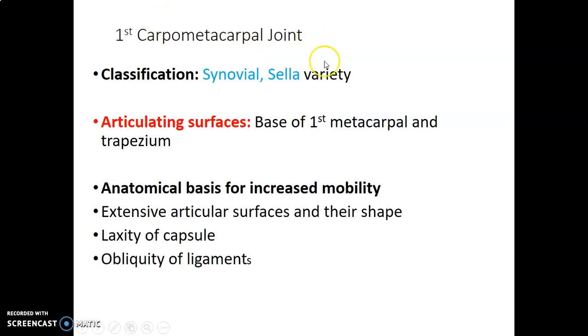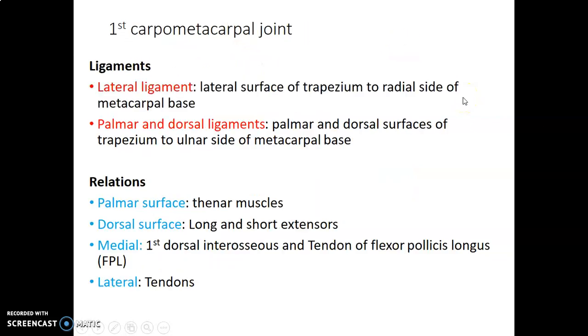So then we discuss the first carpometacarpal joint. It's a synovial type of joint of the saddle variety. What are the articulating surfaces? The base of the first metacarpal and the trapezium. Then we have factors that increase the mobility of this joint. Number 1, the extensive articular surface, as well as the shape of the articular surfaces. So those increase the mobility. Then the capsule of this joint is very lax, and the ligaments are oblique. So these increase the mobility of the first carpometacarpal joint.